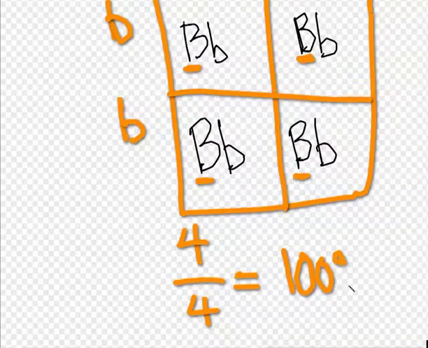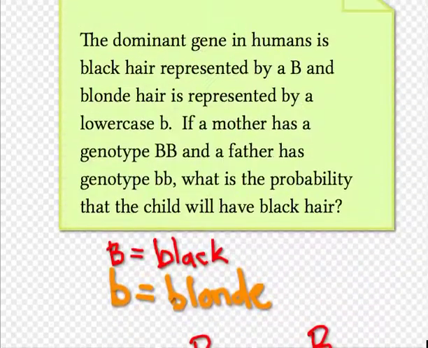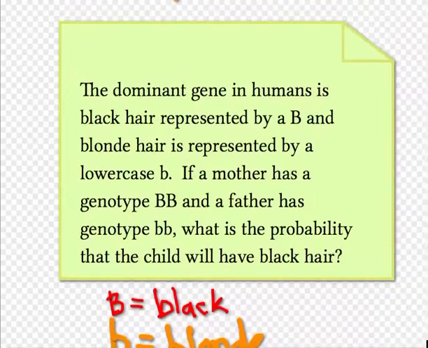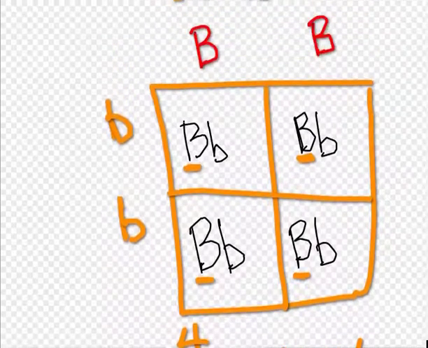So when they ask you questions about probability, make sure that you are doing the Punnett square every time, because that is how you figure out probability for genetics.